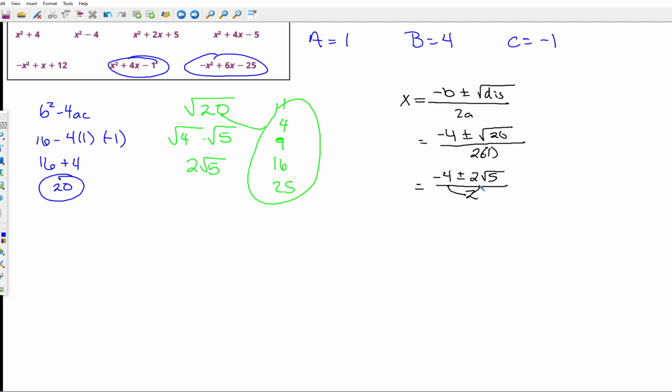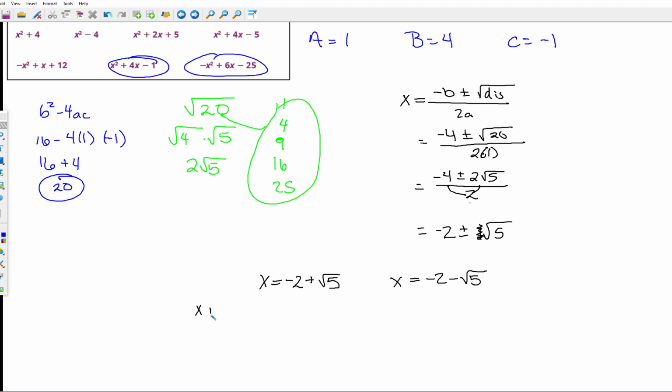So that 2 is going to divide in both pieces. So negative 4 divided by 2 is negative 2, and 2 divided by 2 is 1 square root of 5. You don't have to write that 1. So that gives me my two solutions: x equals negative 2 plus the square root of 5, and x equals negative 2 minus the square root of 5.